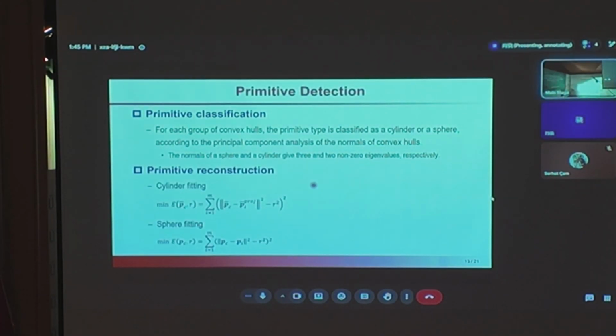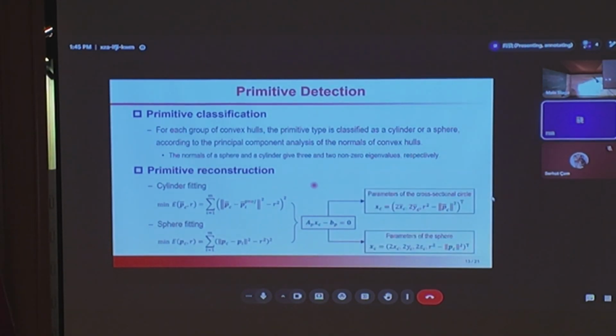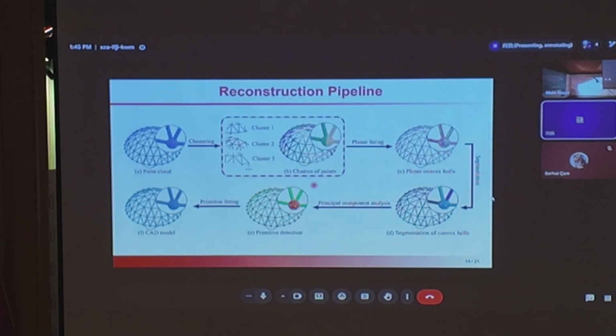After we classify the group of convex hulls as a cylinder or a sphere, we can approximate the geometric parameters of the cylinders or spheres using least squares fitting. So that is the outline of the entire reconstruction process.